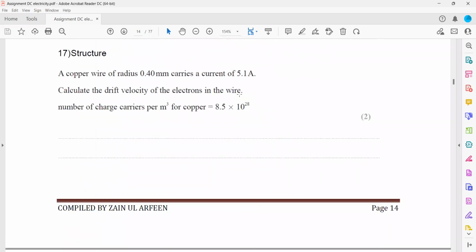In question 17, a copper wire which has a radius of 0.4 millimeter carries a current of 5.1 ampere. So we have the current and we have the radius, but that is in millimeters, so we should have it in meters. We divide by 1000, or it will be 0.4 into 10 to the power minus 3 meters. We have to calculate the drift velocity of electrons in the wire. The number of charge carriers for copper, the value of n is 8.5 exponent 28.